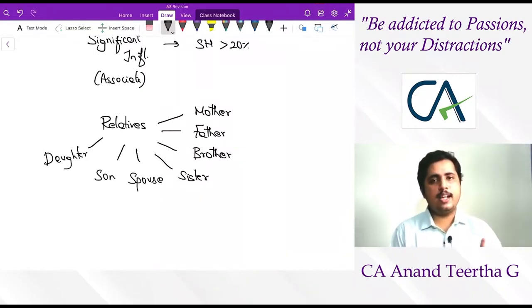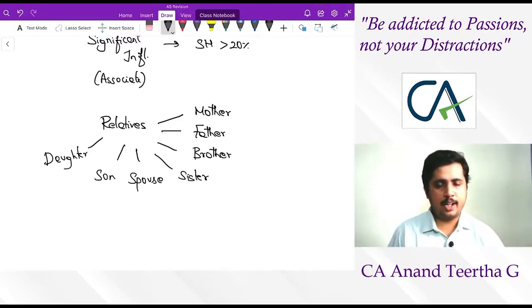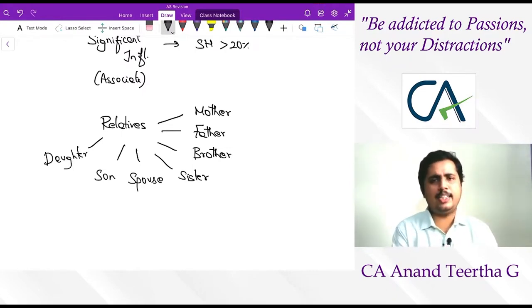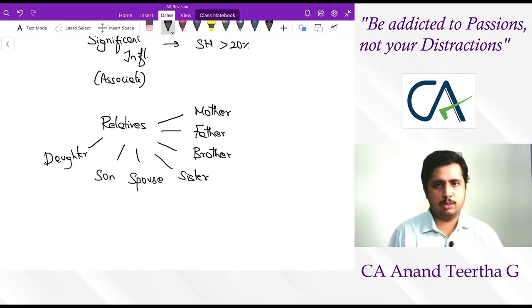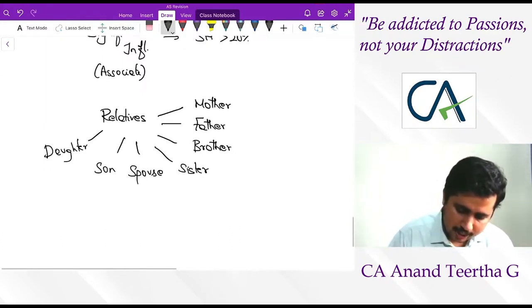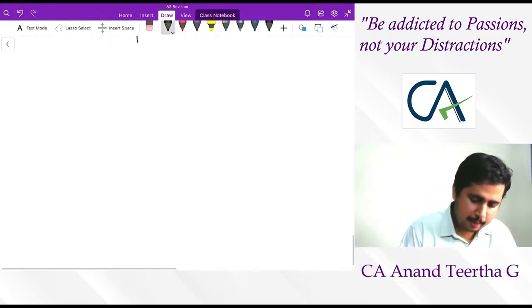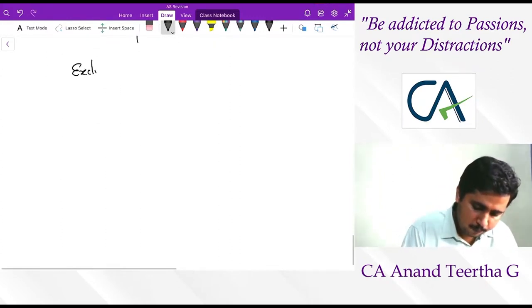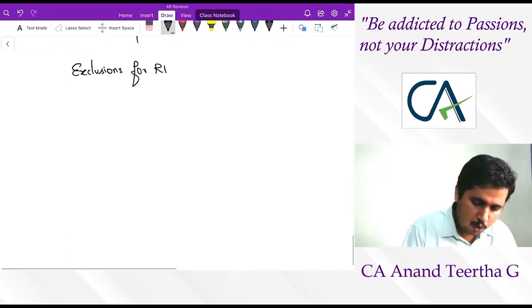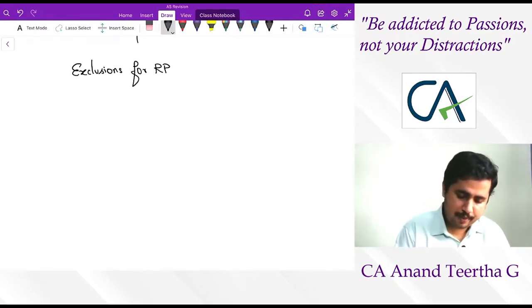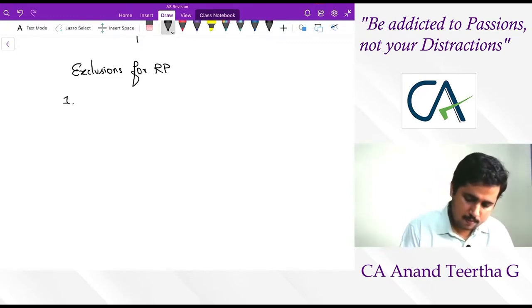So these are the things we need to understand from the related party. What are related party relationships we established. Afterwards, what things will be disclosed? A transaction with these related parties will be disclosed. But there are certain exclusions from related party. What are the things which are excluded from the related parties?